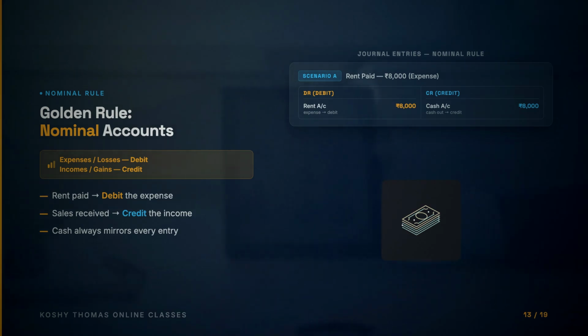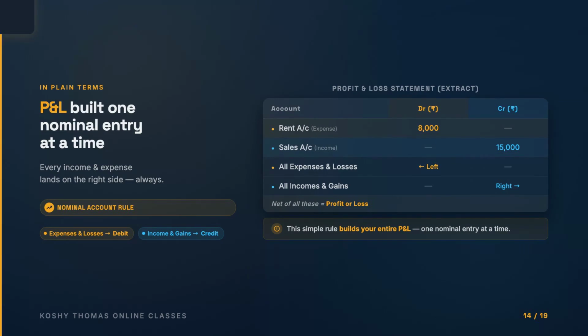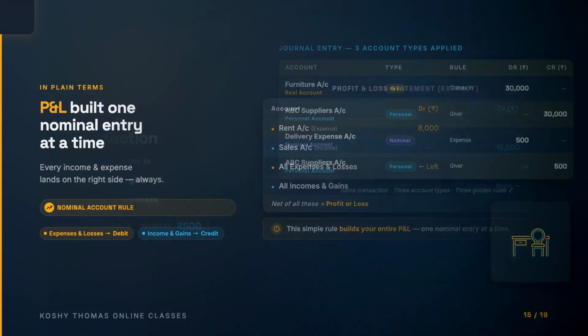So what does that mean for you? Every rupee spent gets debited. Every rupee earned gets credited. Rent paid, rent account debited, cash credited. Sales earned, cash debited, sales account credited. Expenses always land on the debit side. Income always lands on the credit side. This is what your profit and loss account is built from, entry by entry.